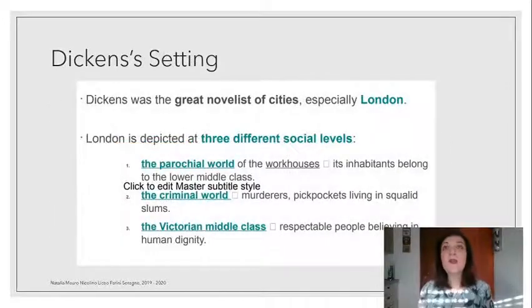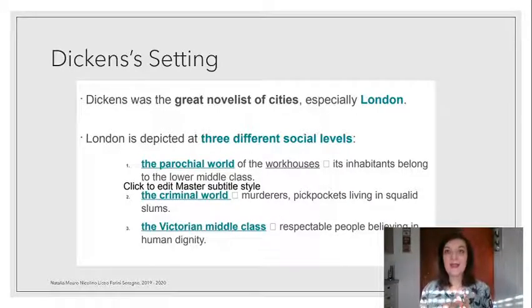Okay, let's focus on another characteristic of Dickens's novels, which is the setting that he used. Oh, here there is something that I don't understand. There is something written extra here, but it is obviously not part of the slide. I don't know what's happened.